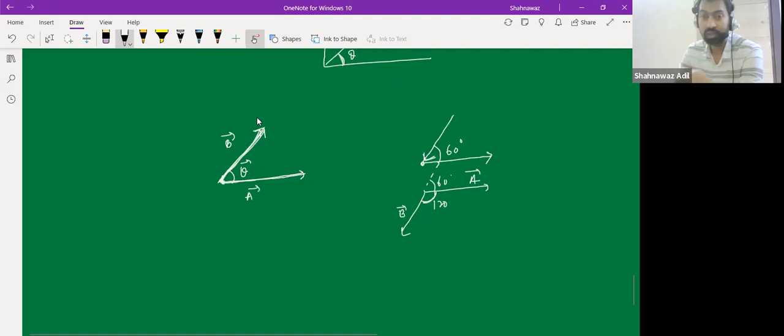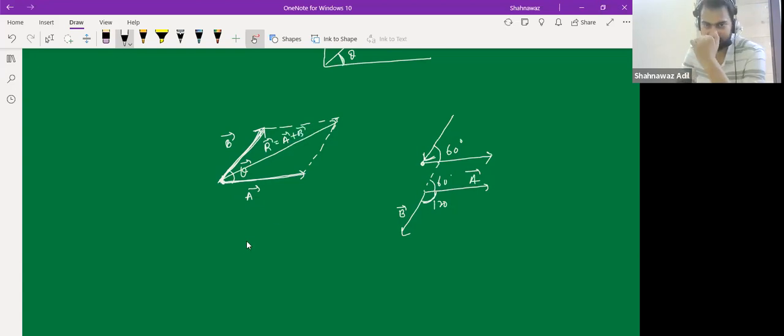Then we saw the resultant of these two vectors. I will draw a line parallel to this B, and then I will draw a parallel line from this point, equal to this one. Then I will get a parallelogram, and when I join the diagonal, this will give me the resultant.